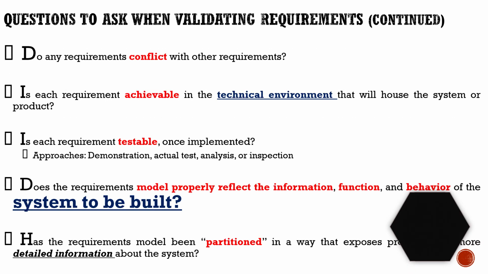Do any requirements conflict with other requirements? Is each requirement achievable in the technical environment? Is each requirement testable? Does the requirements model properly reflect the information, function, and behavior of the system to be built? Has the requirements model been partitioned in a way that exposes more detailed information about the system?